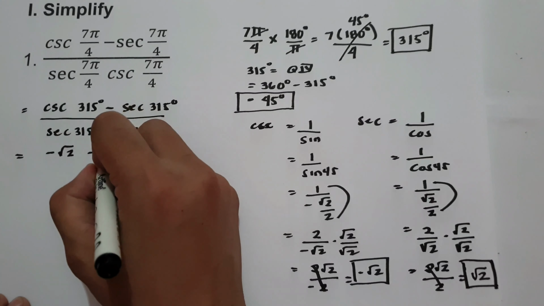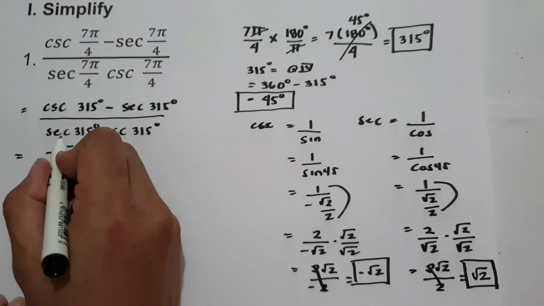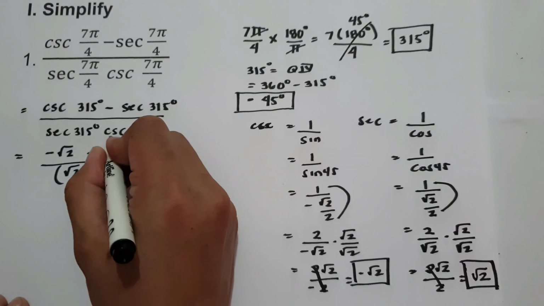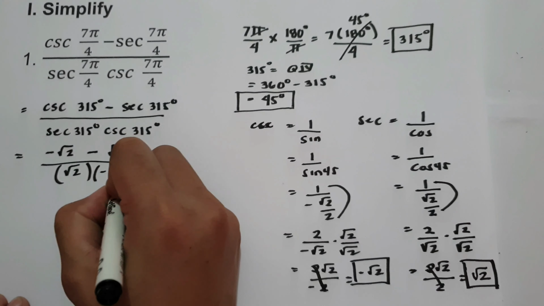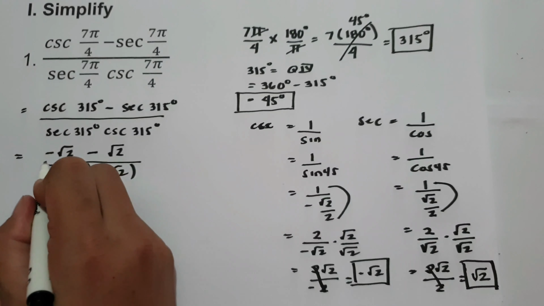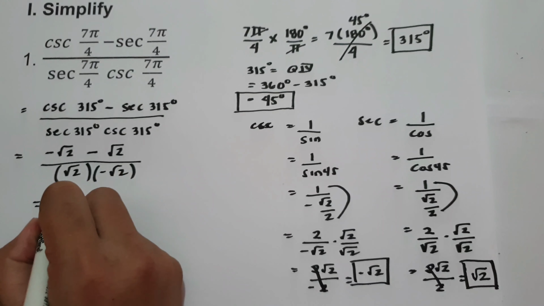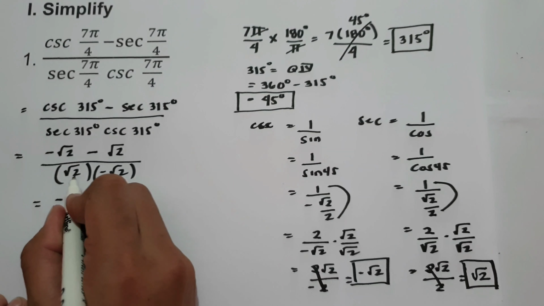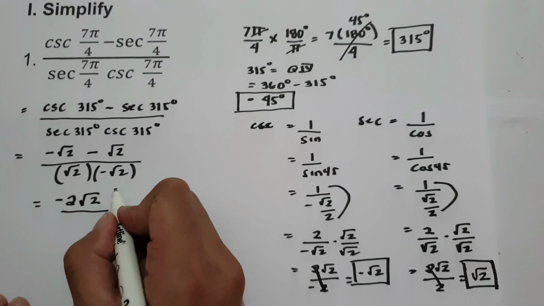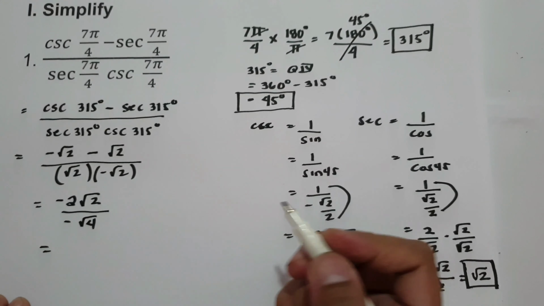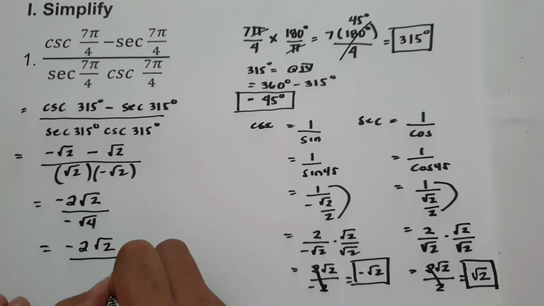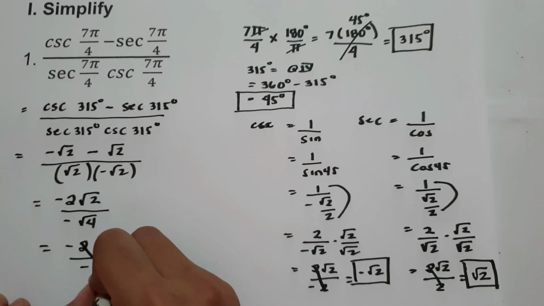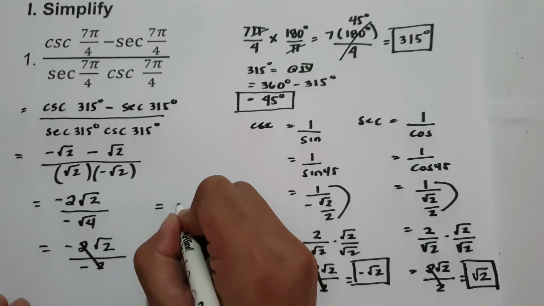So let us substitute here. We have square root of 2 over secant 315 degrees, that is square root of 2, times cosecant 315 degrees, that is negative square root of 2. So let us simplify. Negative square root of 2 minus square root of 2 is negative 2 square root of 2. And then, square root of 2 times negative square root of 2 is negative square root of 4. Then we have negative 2 square root of 2 over the square root of 4, which is 2. Let us cancel this. Negative divided by negative is positive. So our answer is square root of 2.